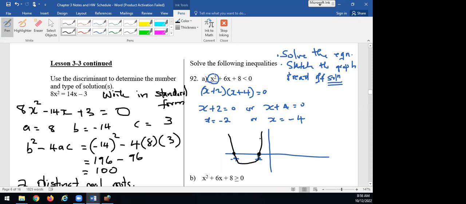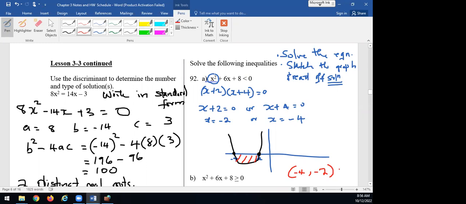Now, use it to read off your solution. Look at this now. You want the solution where the graph is negative, right? Because the inequality says less than 0. Where is this graph negative? When it's below the x-axis, because y is negative below the x-axis. So this is the region that you want. So you want x to be what? Very good. Range from negative 4 to negative 2. And we use parentheses because it's a less than problem, so we're not including the endpoints.